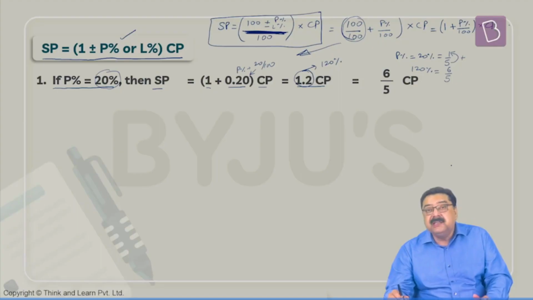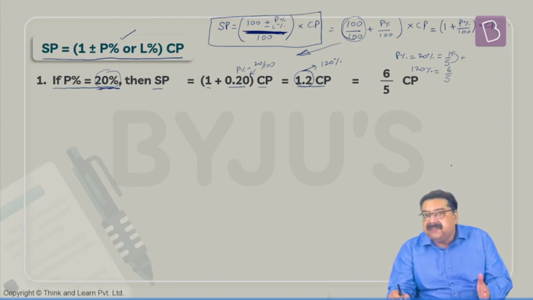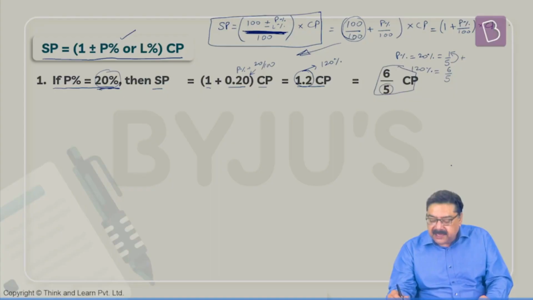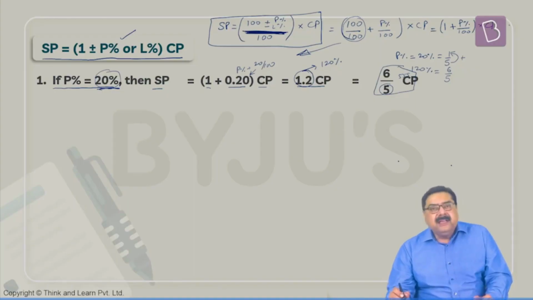So if cost price is 555 and profit is 20%, then selling price shall be 6 by 5 into 555. So you can see that very easily this 5 will cancel 555 to get you 111 multiplied with 6 becomes 666. So likewise, your calculations become much more easy.